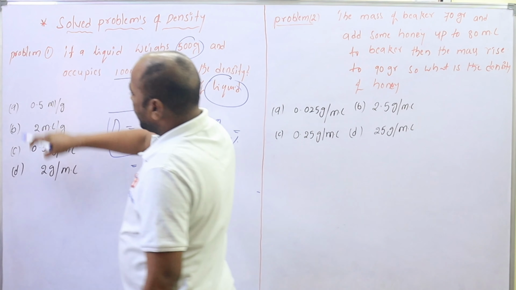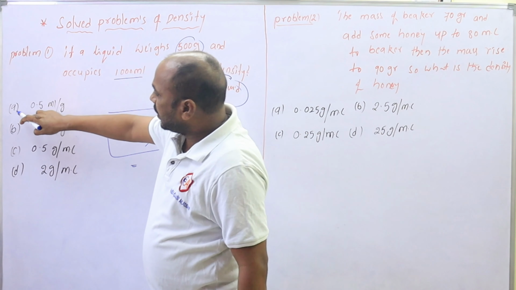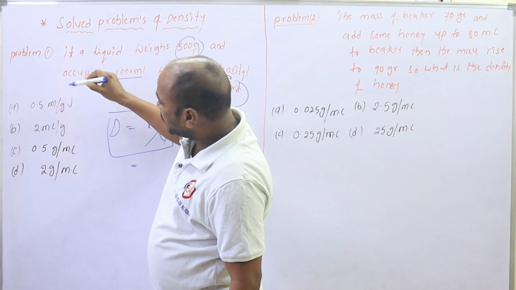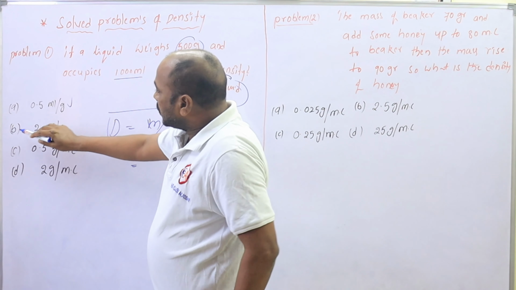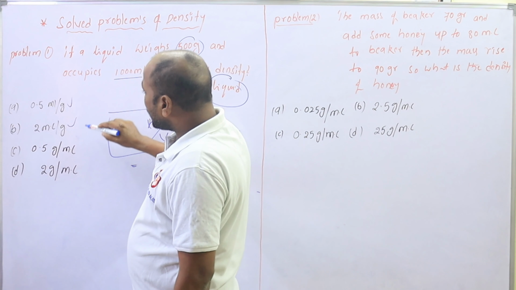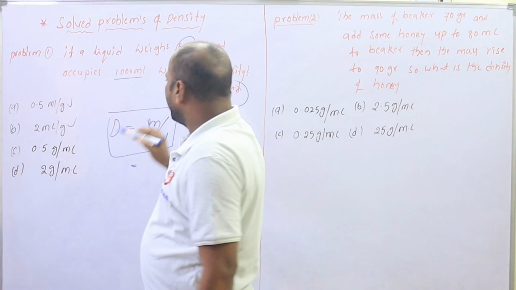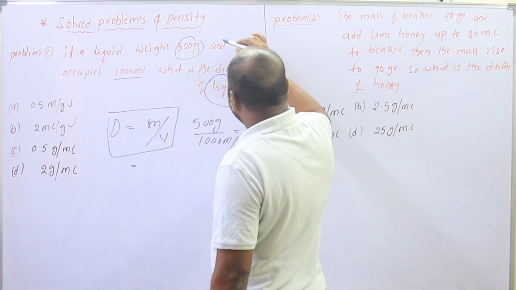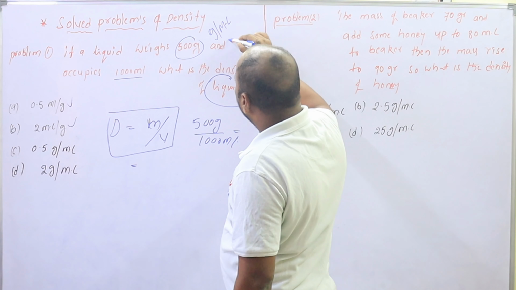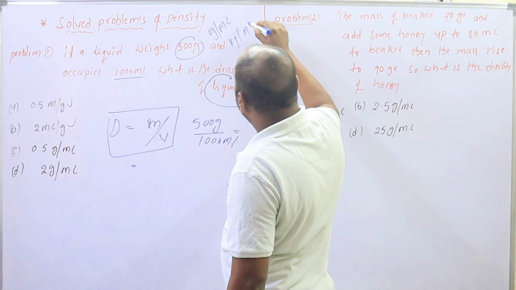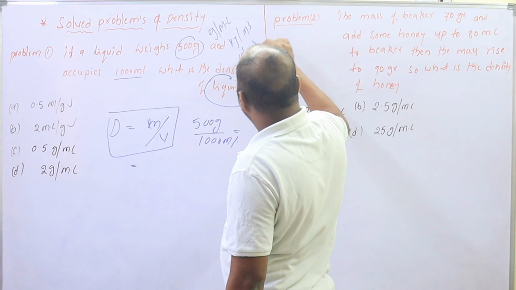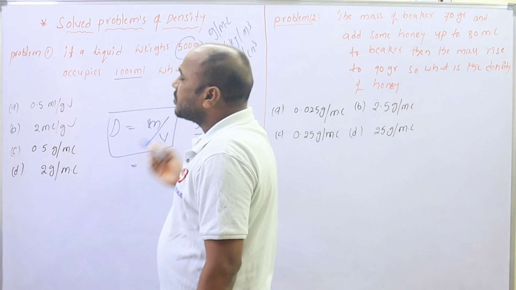Four options are given: the first is 0.5 grams per milliliter, and the second option is 2 milliliter per gram. But the units of density are gram per milliliter, kg per meter cube, and gram per centimeter cube. These are the units of density.